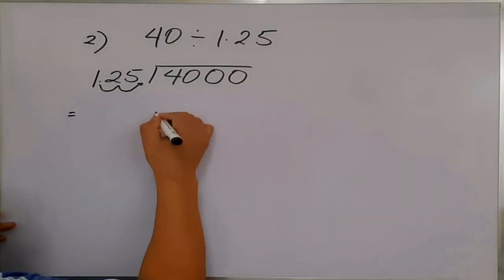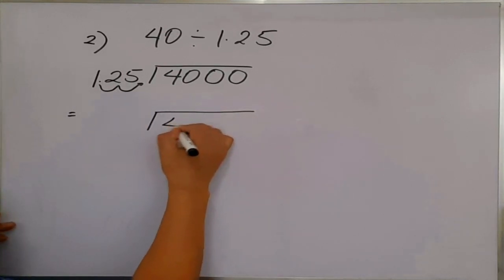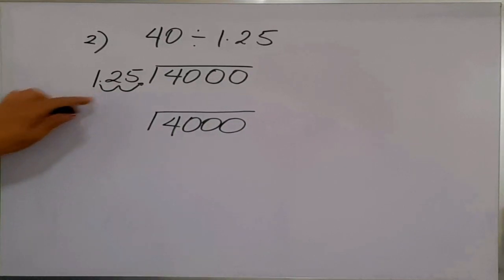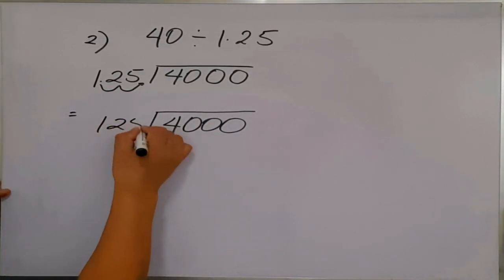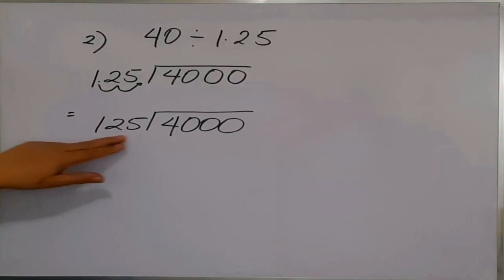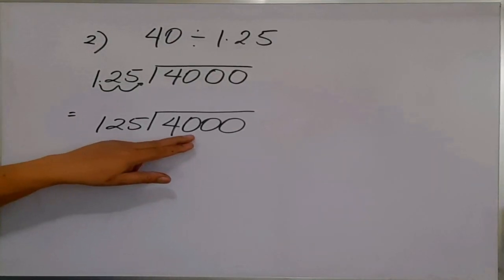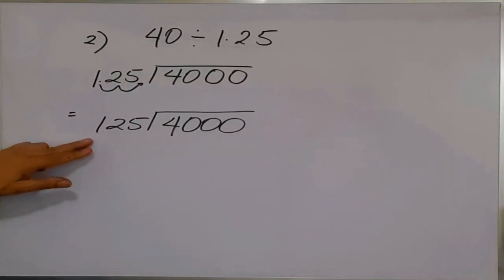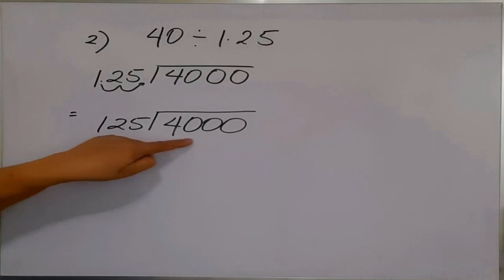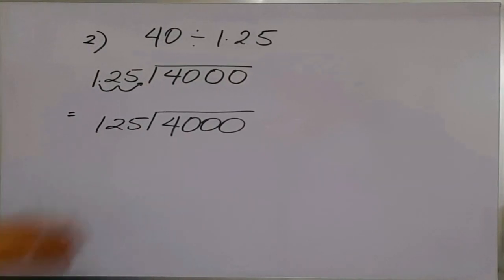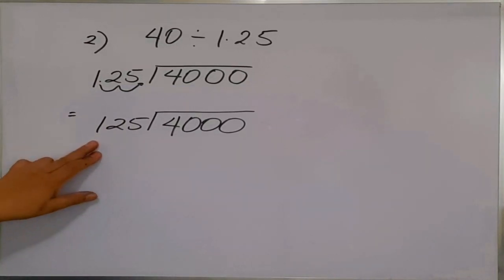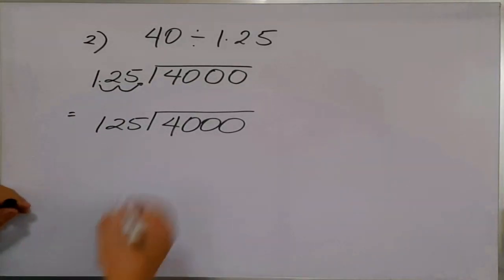So finally, that becomes 4000 divided by 125. Now, we cannot divide 4 by 125. We cannot divide 40 by 125. So since this is 3 digits, we must also consider 3 digits inside. Okay? So 400 divided by 125, how many? So you have 3.